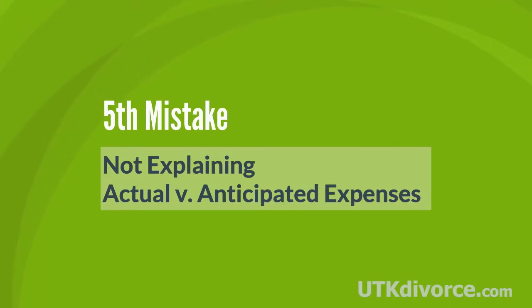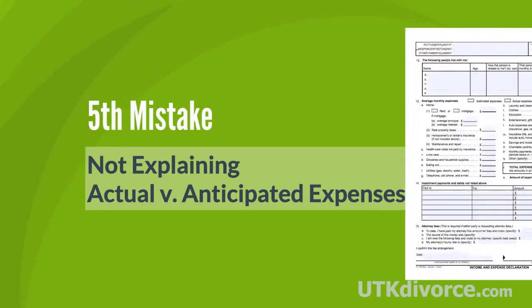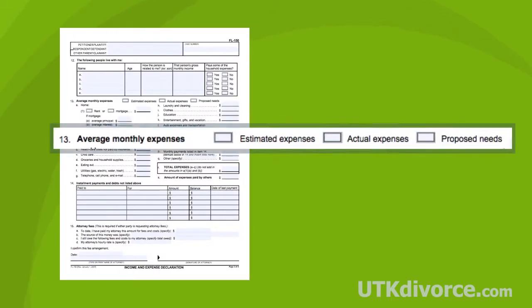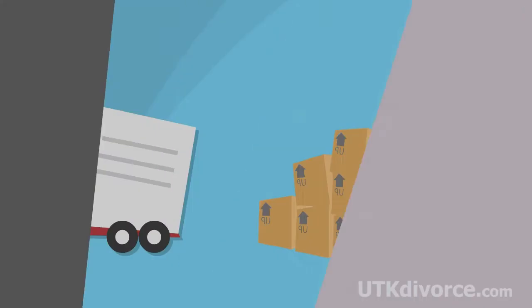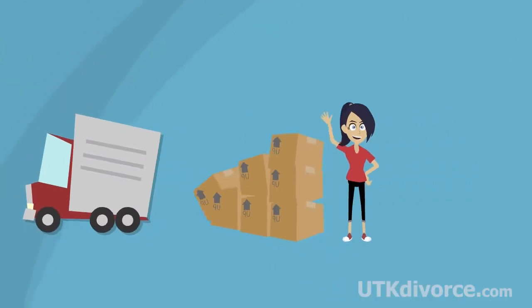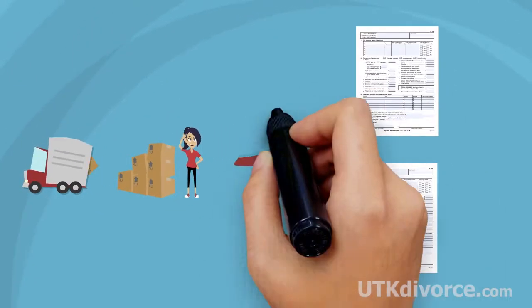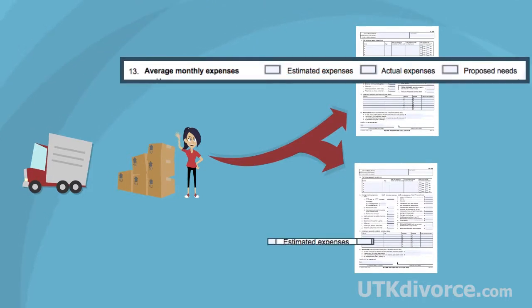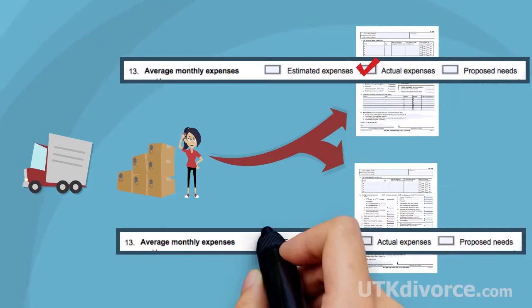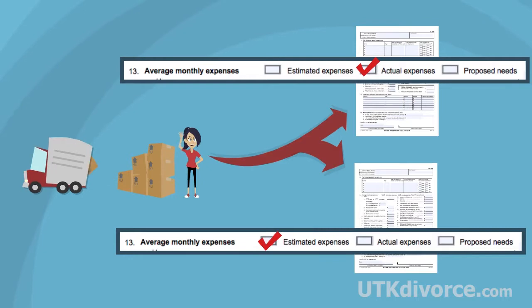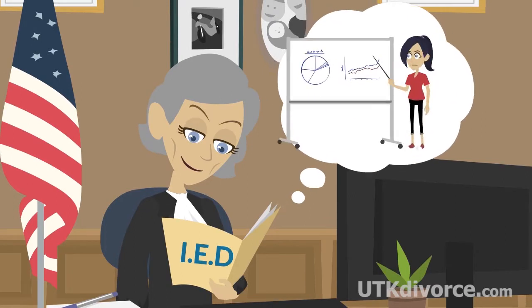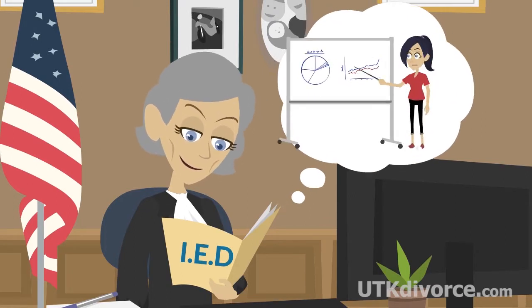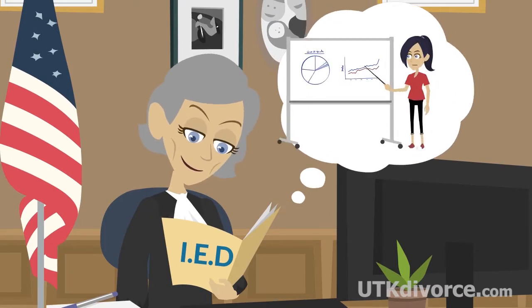The fifth mistake people make on their income and expense declaration is not explaining to the judge the difference between their actual and anticipated needs. Now, page 3 of the income and expense literally has a box for both the actual and the anticipated. If, for example, there is a change, you're moving, then you may want to actually fill out 2 page 3s. One for the actual expenses that you have now, and one for your anticipated expenses when you move. It's logical. So tell the complete story. This is part of the process of telling the judge the complete story in that income and expense.